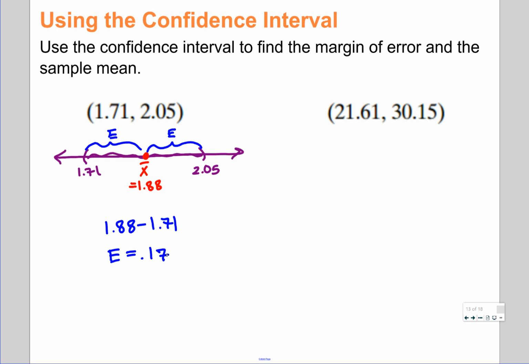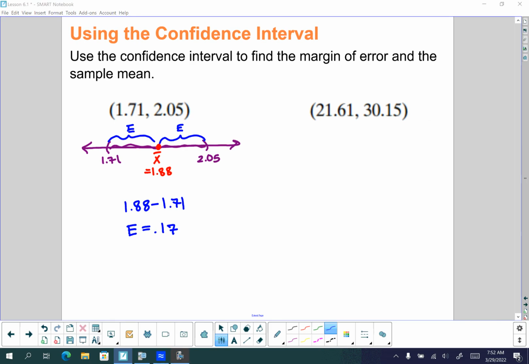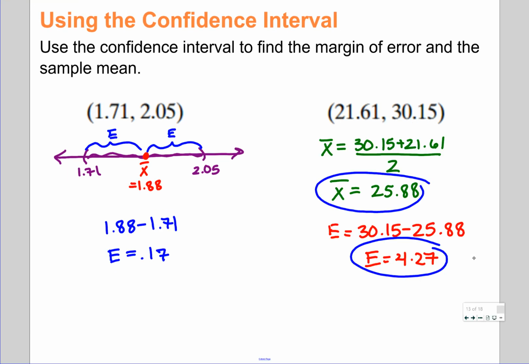Okay. All right, you guys try the second one real quick. Find the sample mean and the margin of error. Correct answers. You should have an X bar of 25.88, just the midpoint of your interval, and then the difference between that and either end of your interval is going to give you 4.27. Okay, any questions on that?